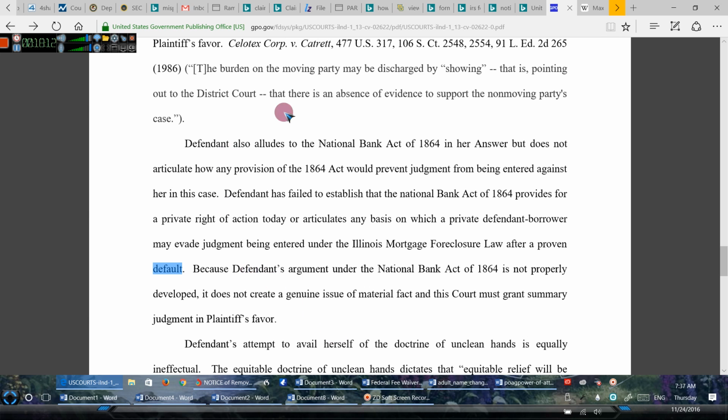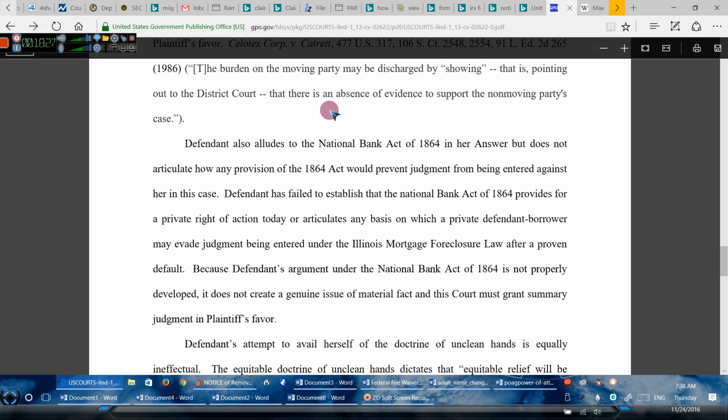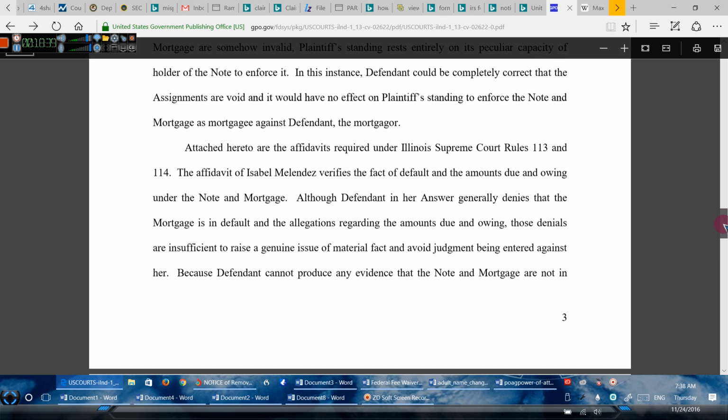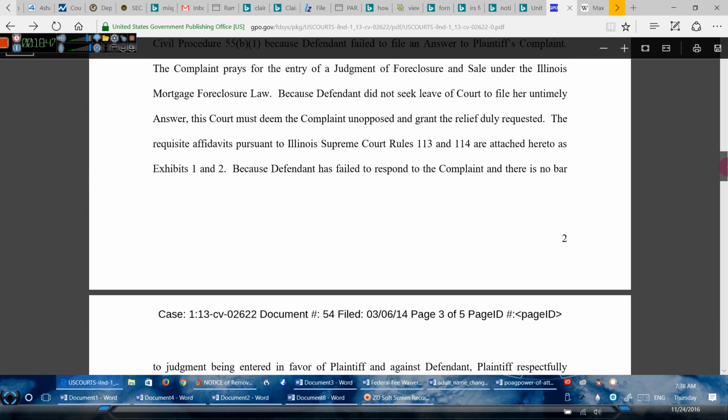Look, let's take a look at this case here, 1986. The burden on the moving party may be discharged by showing, that is, pointing out to the district court that there's an absence of evidence to support the non-moving party. We're going to be the moving party, y'all. And we are going to have everything proved that they're not going to bring no evidence proving that they haven't been paid. We are going to claim they have been paid. And guess what? I'm going to send them an hour's stock money order and let them argue.